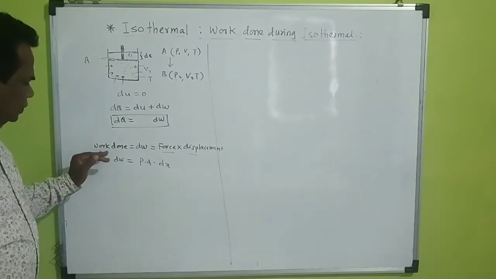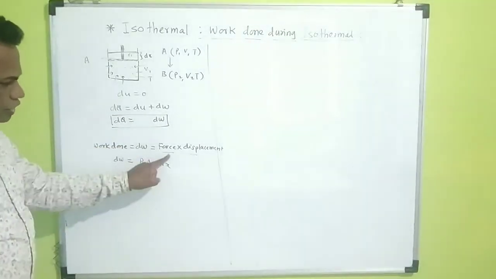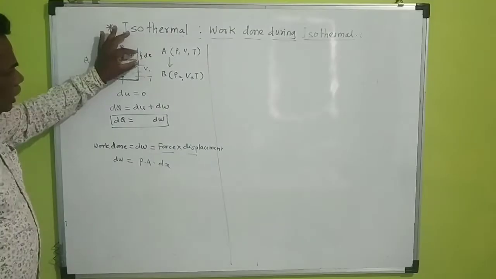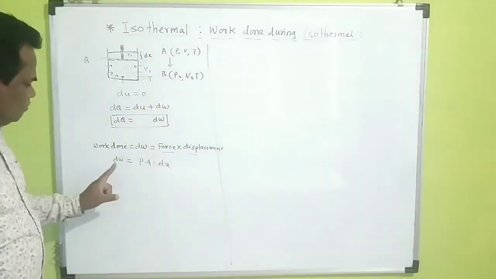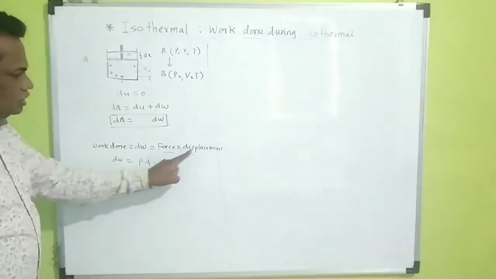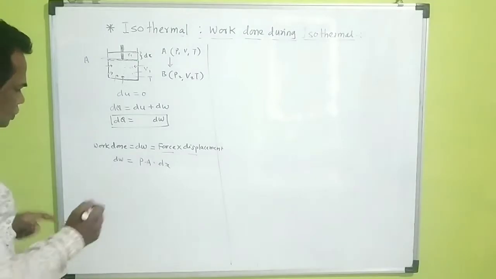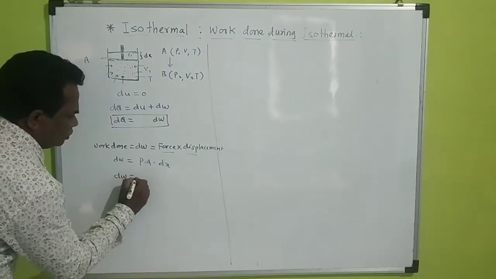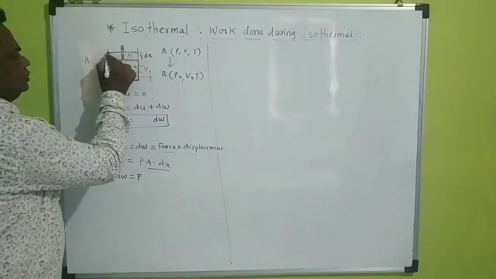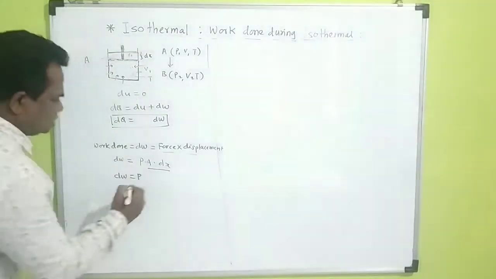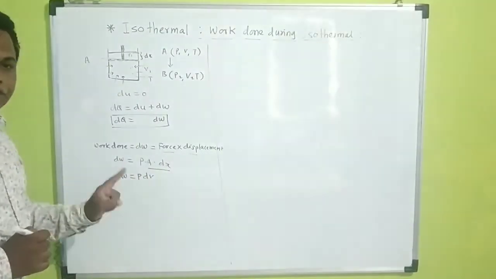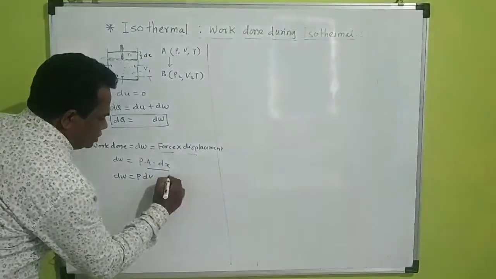Did you understand that work done means force into displacement? We calculated a small work done because it is a small displacement. dW is equal to force, that is pressure into area, and the displacement we considered is dx. So dW must be equal to P into A into dx. This acts like a cylinder, so this area A into dx is the small change in its volume. So dW is equal to P into dV. Equation number 1.